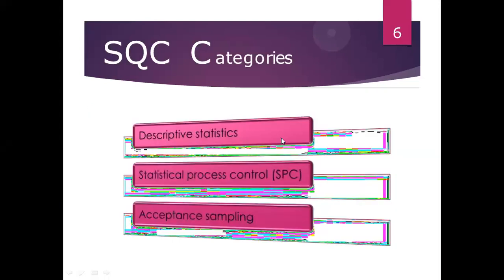Okay. So the categories. Statistical quality control has 3 categories. Number 1, descriptive statistics. Already you have studied that. Number 2, statistical process control, SPC. That is what today we are going to discuss. Number 3, acceptance sampling. That is apart from your scope and I will not discuss it. That will be discussed in later years, maybe your final year.